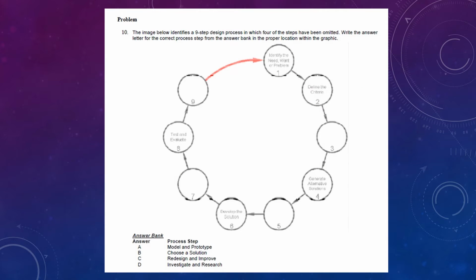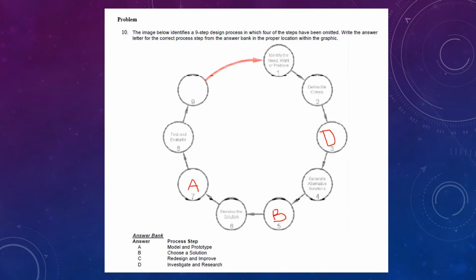So in this step, you are asked to plug in answers A, B, C, and D in the 4 openings here. After you define the criteria, that is going to be D, investigate and research. After you investigate and research, generate solutions, and then you're going to pick one of those solutions, so that's B. You're developing that solution in the next step. The following step is going to be where you begin modeling and prototyping.